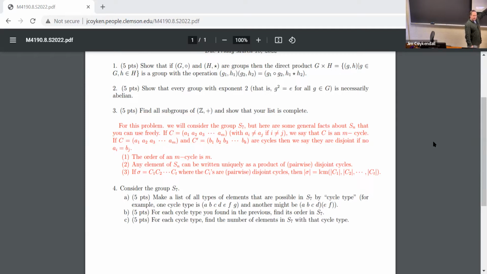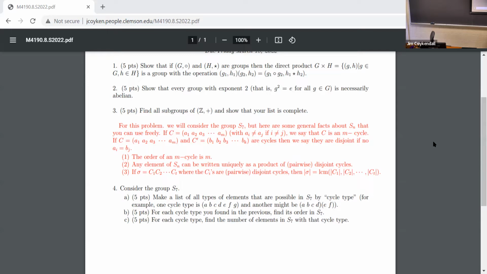The order of any m-cycle. You might do this just to amuse yourself, although I say that you can use this freely. The order of any m-cycle is m. So if you have a 5-cycle, you have to apply it to itself 5 times before you get back the identity, and so forth.